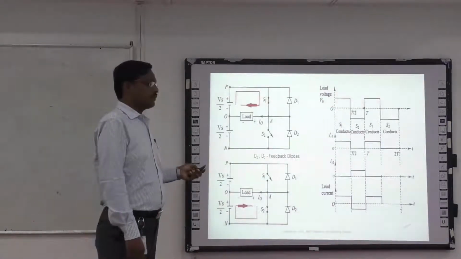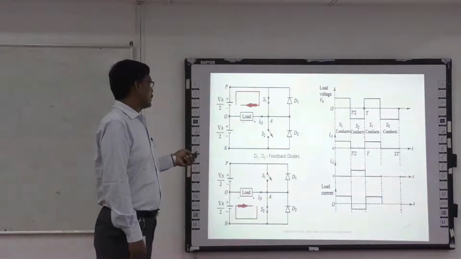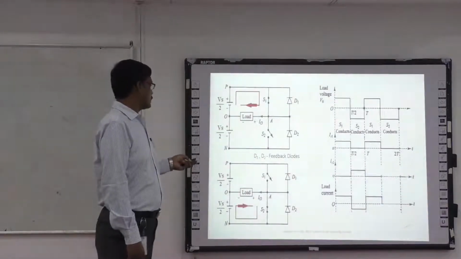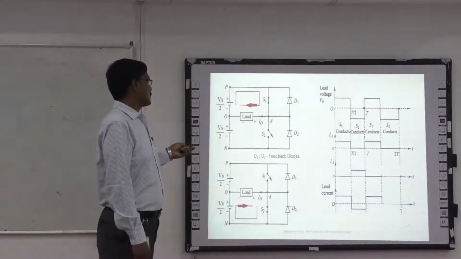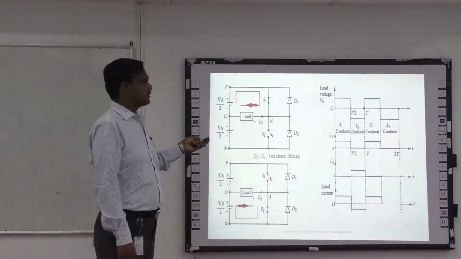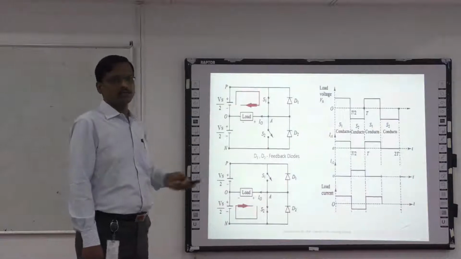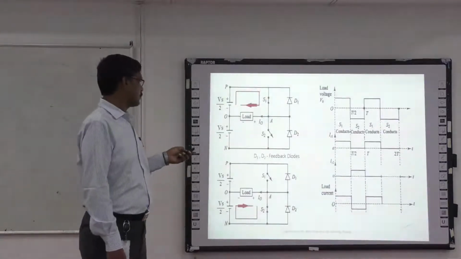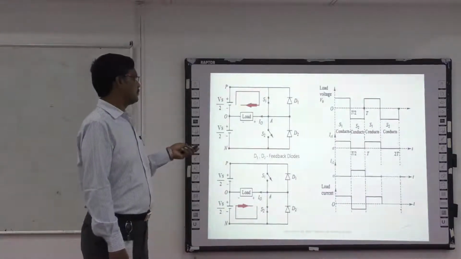If you are using an RL load, due to the energy stored in the inductor, the energy will be fed back to the source through this feedback diode. This is the purpose of having feedback diodes here. But they have no function when we are using an R load.